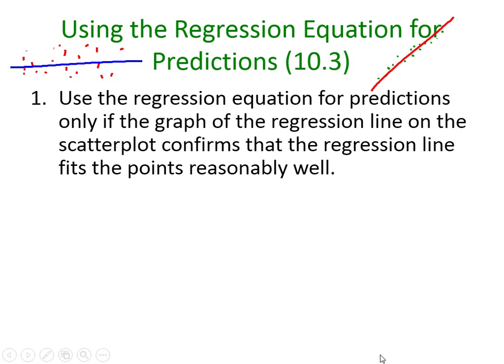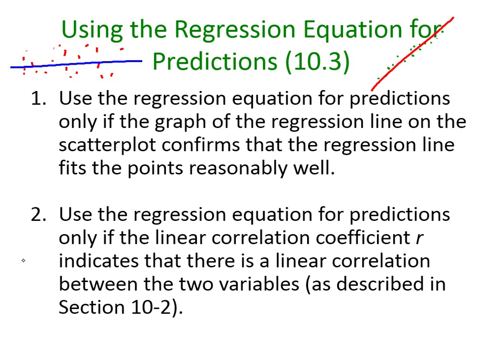So we use the regression equation for predictions only if the graph of the regression line on the scatter plot confirms that the regression line fits the points reasonably well. So even if I come up with this line as my equation, we can look at the data and look at the graph and say, that doesn't look like a great line for that. If it looks like it fits well, then that's a good thing to be able to use my equation for. Use the regression equation for predictions only if the linear correlation coefficient r indicates that there is a linear correlation between the two variables.